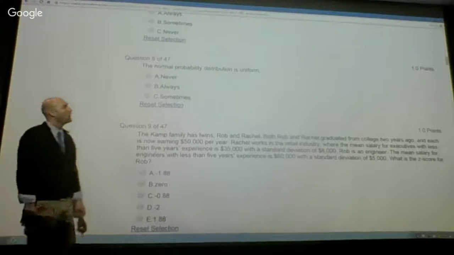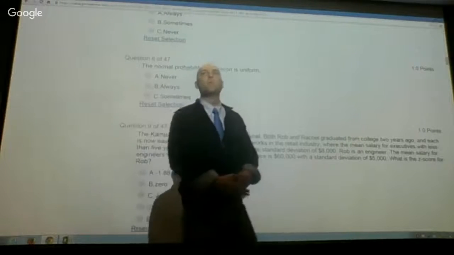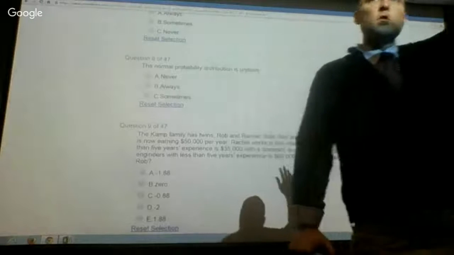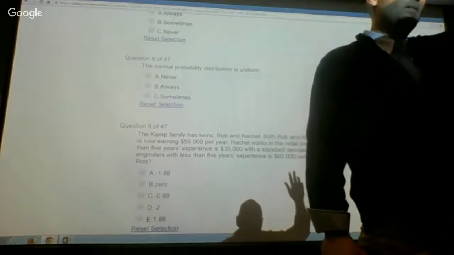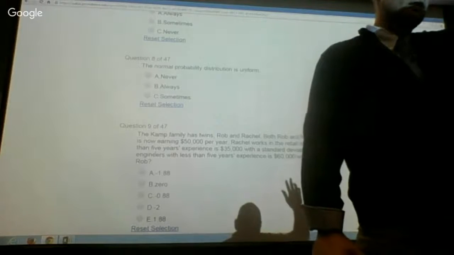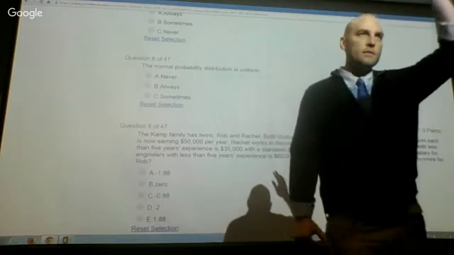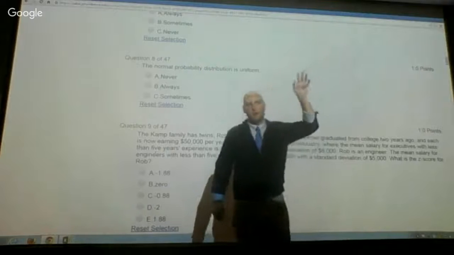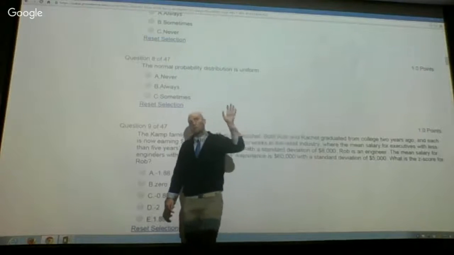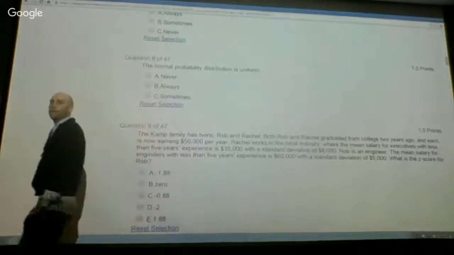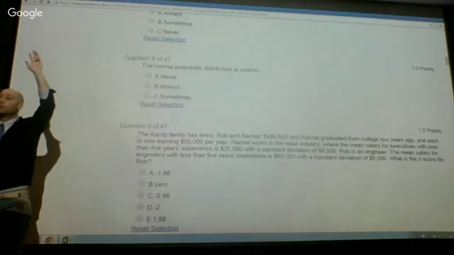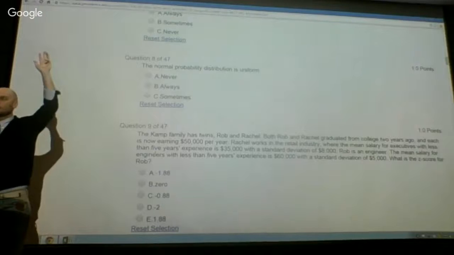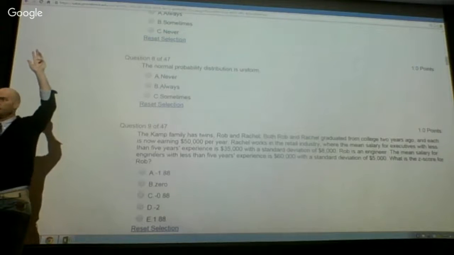7, the normal probability distribution is uniform. Who says always? Who says sometimes? Who says never? Who abstained from all that voting, like good college students that you are? I know they teach you abstinence, but when it comes to voting, you should participate. Who says always? The normal distribution is uniform. Who says sometimes? Who says never?